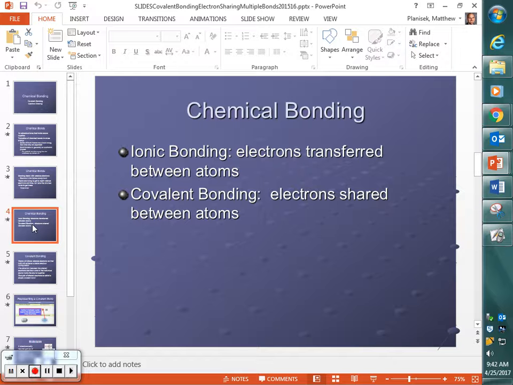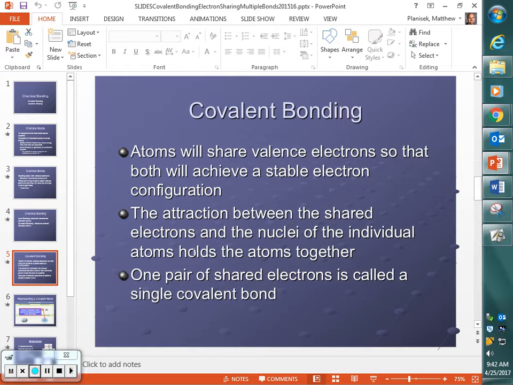Metals and nonmetals, because in order for there to be a transfer of electrons, one atom has to be looking to lose electrons and another atom has to be looking to gain electrons, right? But what types of atoms have to make up a covalent bond? 2 nonmetals, because if we're going to share electrons, they both have to be looking to gain electrons, right? And so we talked about that. Atoms are going to share valence electrons so that they both achieve that stable electron configuration.